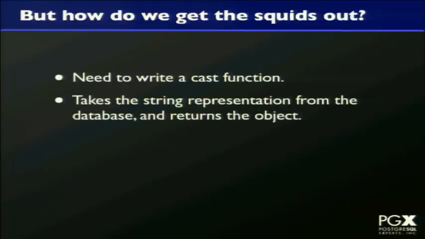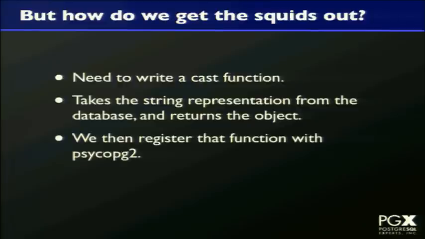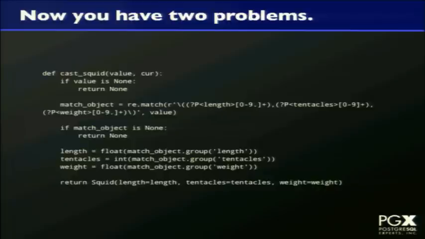But okay, we got the Squid in. Now how do we get the Squid out? So you need to write a cast function. This goes the other way. It takes the string representation and returns the object. And then we register that function with psycopg2 to say anytime you get a Squid out, here's how you deal with it. The old joke is you have a problem and you think, I know, I'll use regular expressions, and now you have two problems.